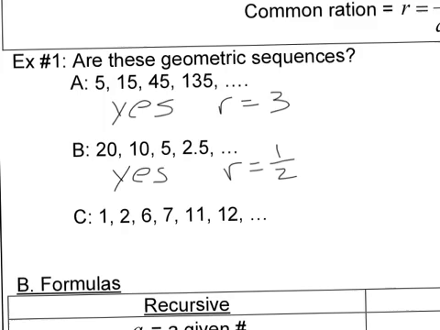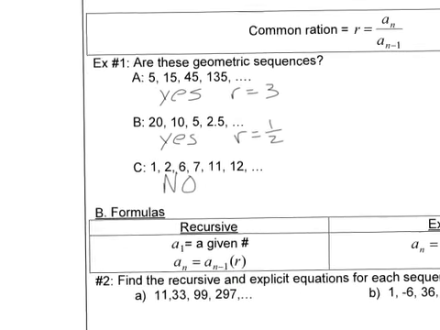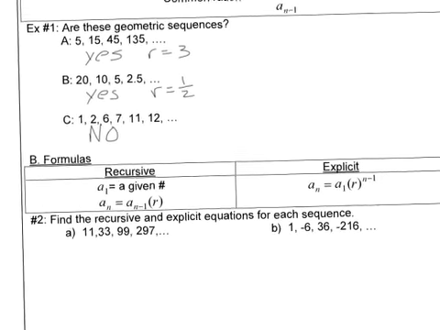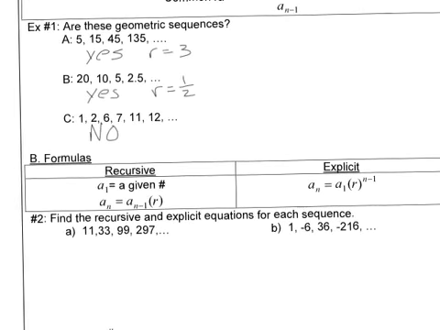Okay, and then here, 1, 2, 6, 7, 11, 12. What's happening here? Well, the pattern is not just multiplying the same number every single time, so this answer is no. All right. So that's what a geometric sequence is, just multiplying a number by the same thing every single time.